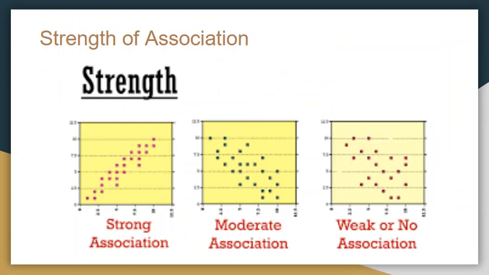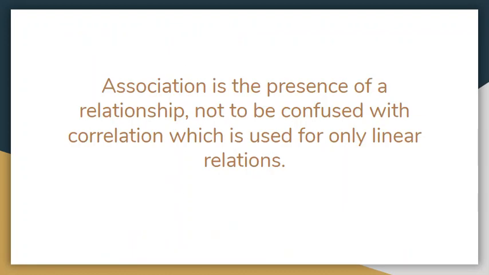When deciding whether the association is negative or positive, you can also determine the strength of it. When data points are closer to the line of best fit, there is a strong association, and when they're more spaced out further from the line, the association is weak. When they're somewhere between the two, it's a moderate association. Association is the presence of a relationship, not to be confused with correlation, which is used for only linear relations.